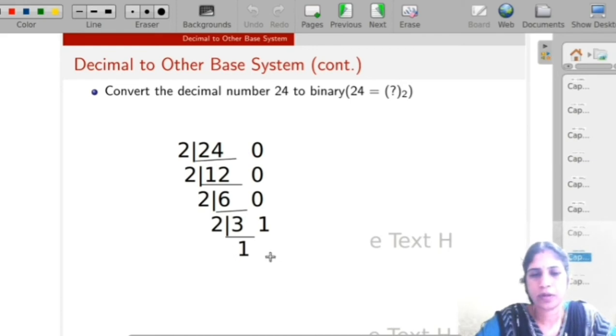Then next we read the remainders from bottom to top. So we get the result as 24 is equal to 11000 base 2.